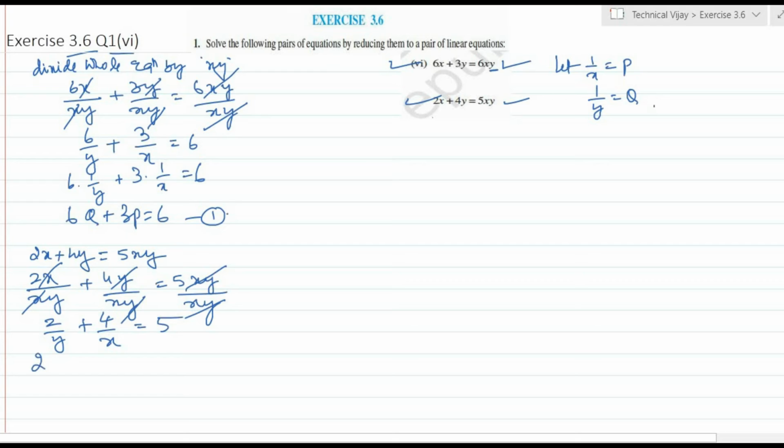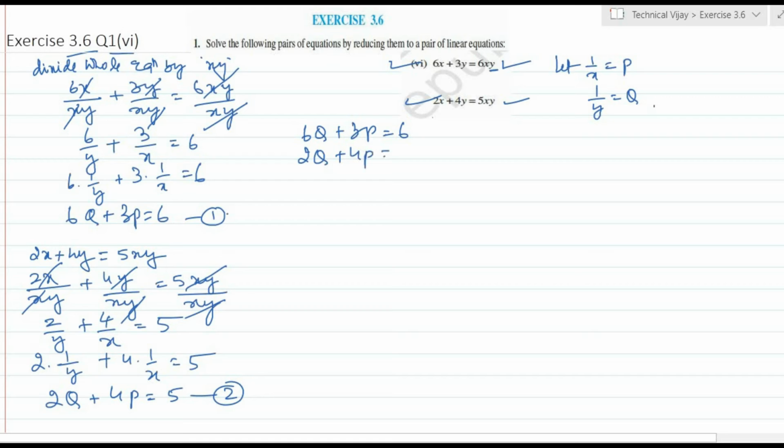So as per assumptions, this will be 2 into 1 by y plus 4 into 1 by x is equal to 5. So here 1 by y means q: 2q plus 4p is equal to 5. So this is the second equation. So I will write the equations here. 6q plus 3p is equal to 6, one equation. And 2q plus 4p is equal to 5.